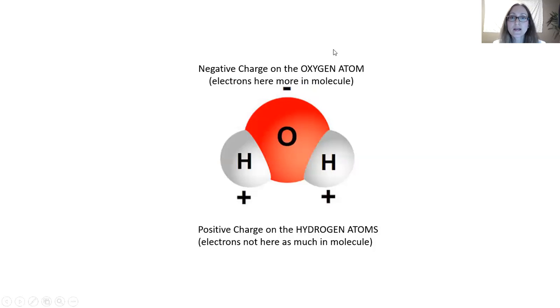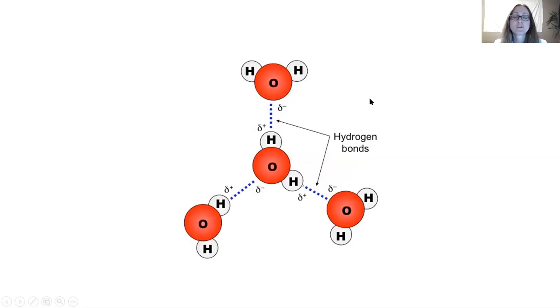How does that come into play when water gets together with itself? Well, let's take a look. So when you have water molecules together, it's just like when magnets attract with the opposites, north and south pole. Think of it like that. Oxygen's got that negative charge and the hydrogen has a positive charge, so they're attracted to each other through hydrogen bonding. And those are really, really strong forces.